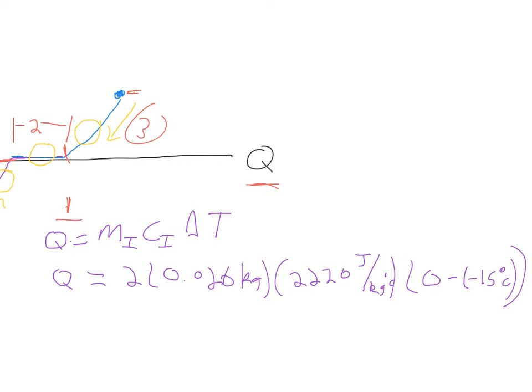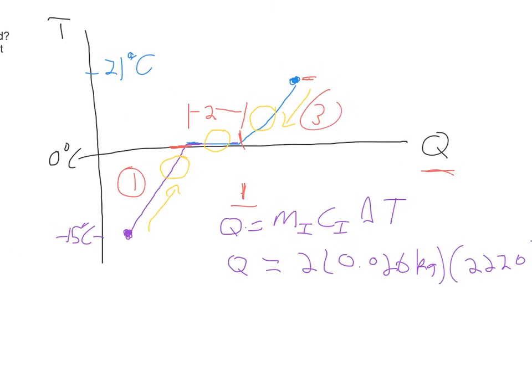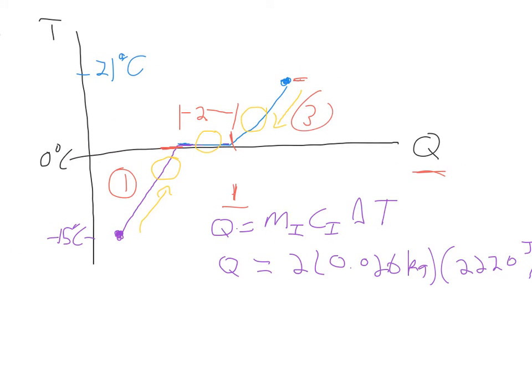So we end up with a delta T of 15, a positive value. So in this case, if we went ahead and calculated that value, what we would find is that the Q for this first energy transition would be a total of 1,732 joules. So that's how much energy the ice would absorb as it warms up to 0.